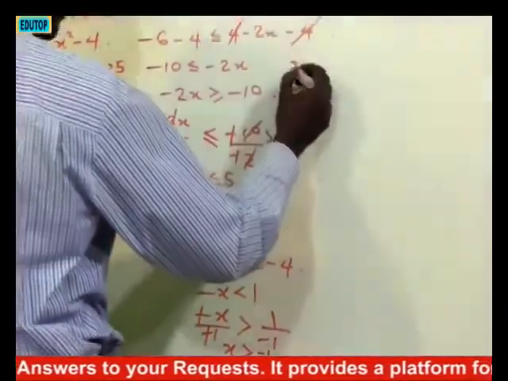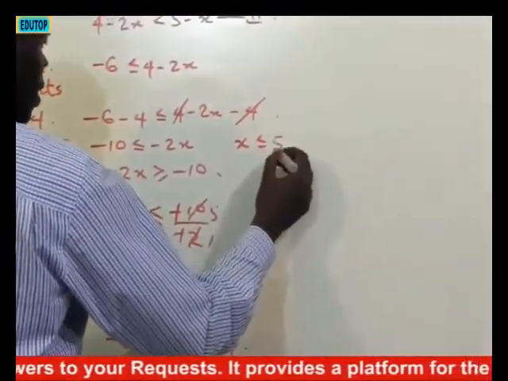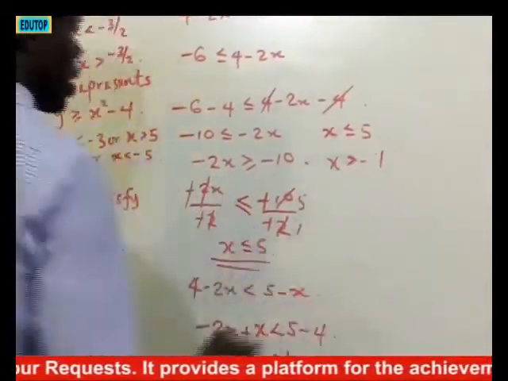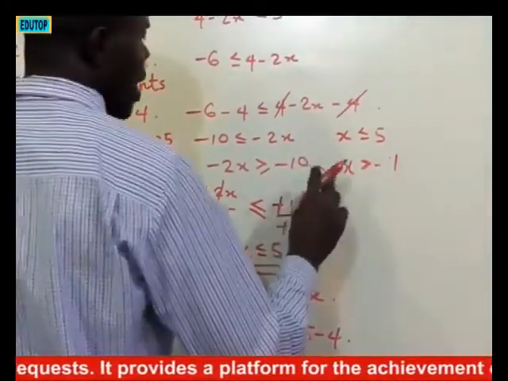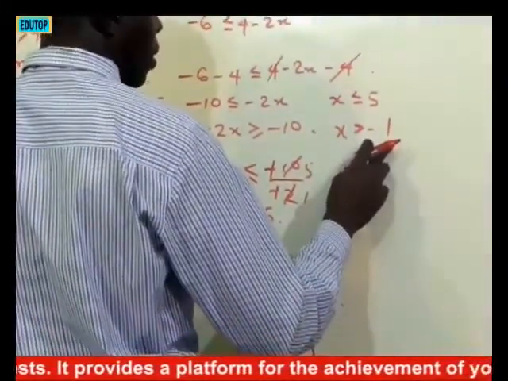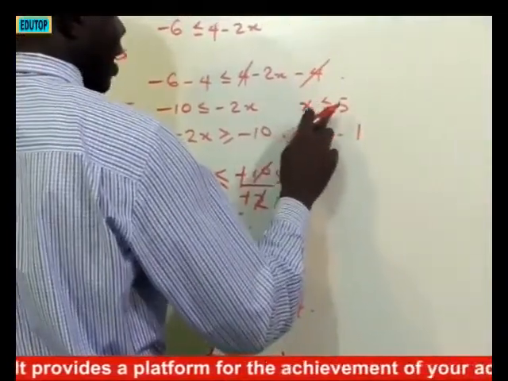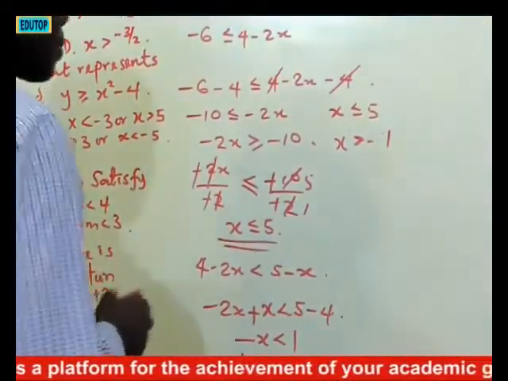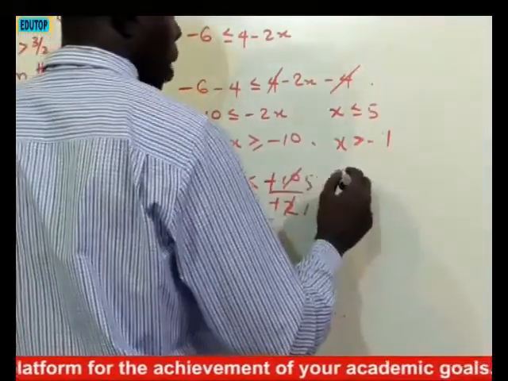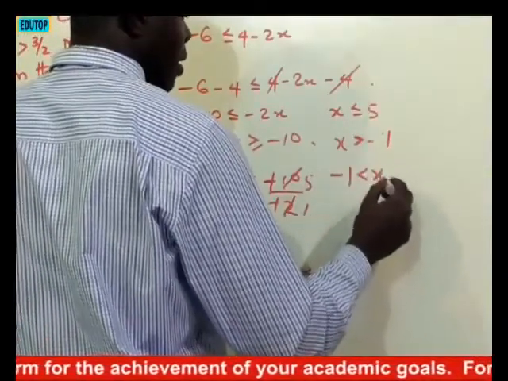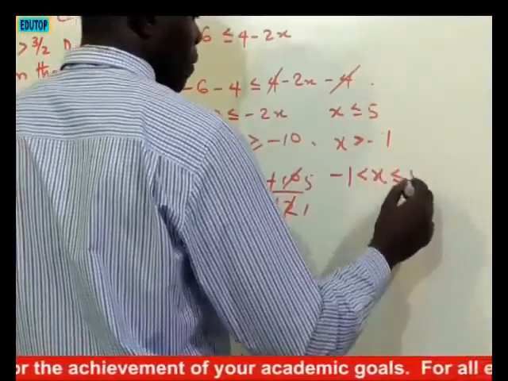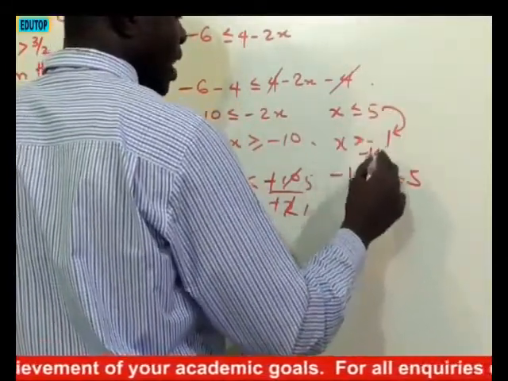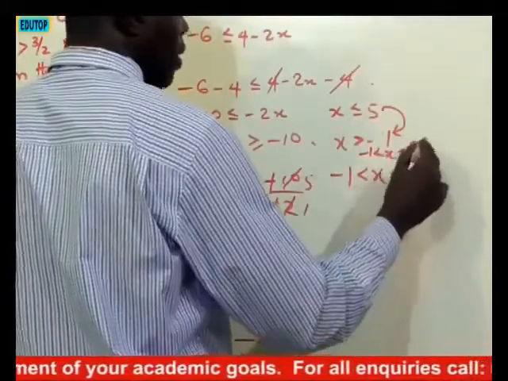Now, I have two situations. I have x less than or equals to 5. I have x greater than what? Minus 1. So what it means is that if x is greater than minus 1 and x is less than or equals to 5, then automatically minus 1 is less than x less than or equals to what? 5. By combining these two, because x greater than minus 1 means minus 1 is less than x, I combine it with this, and I have a scenario like this.